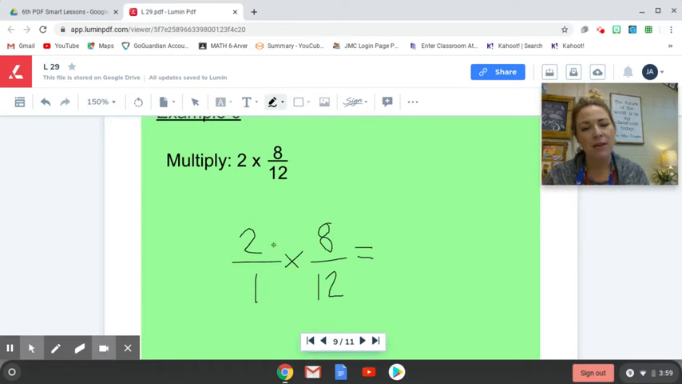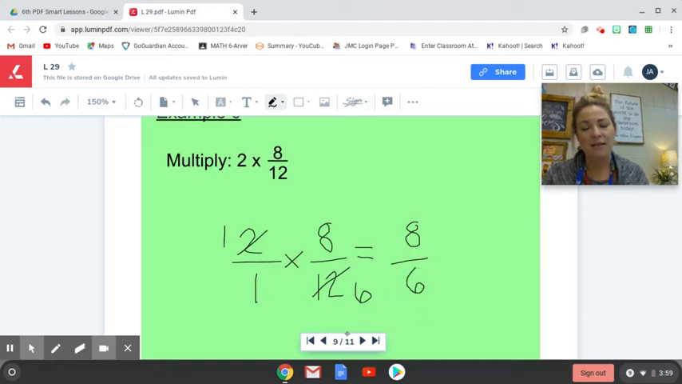But if I look at my 2 and my 12, I definitely can reduce some there. So those are both even numbers. I can divide them both by 2. So 2 can be divided by 2, and that's 1. And 12 can be divided by 2, and that's 6. All right, so that makes for some easier multiplication. 1 times 8 is 8. 1 times 6 is 6.